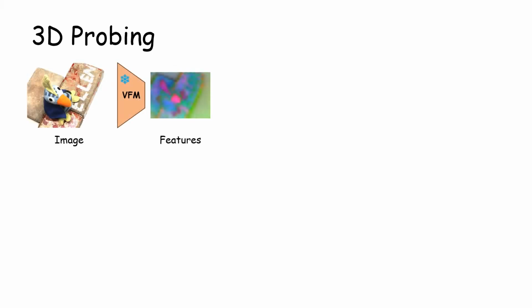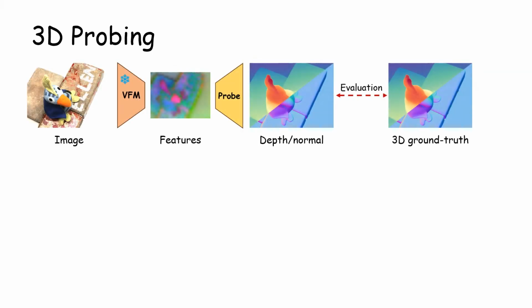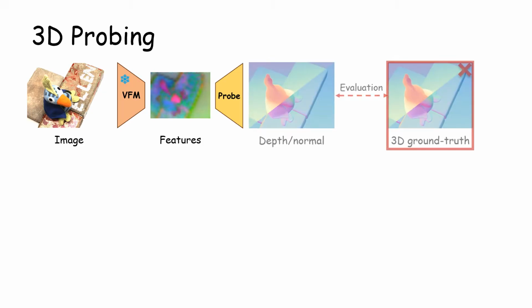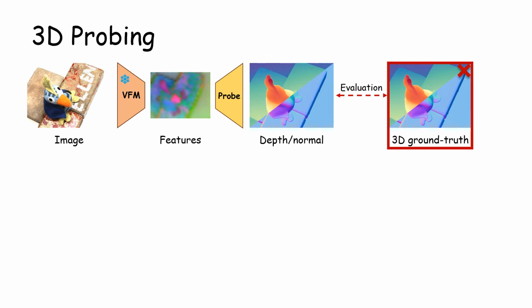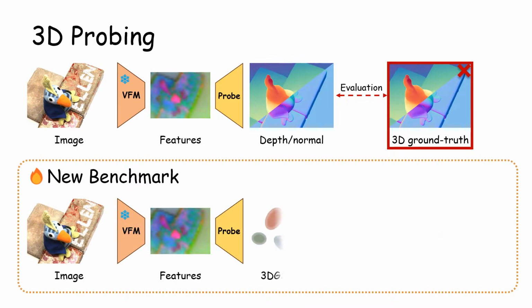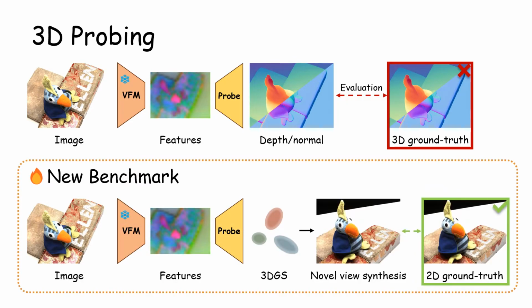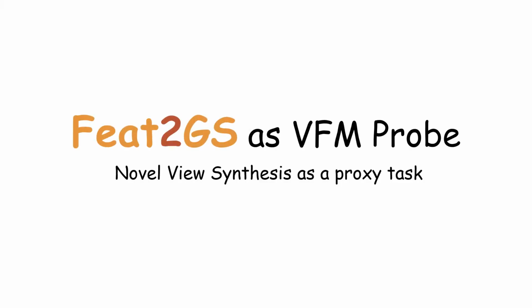Typically, it involves training a network to regress depth or surface normals from the features of visual foundation models. However, these methods rely on 3D ground truth for evaluation, which limits the scale and diversity of their evaluation datasets. This got us thinking, can we only use 2D data for 3D probing? Yes, we can, and novel view synthesis could be used as the proxy task.